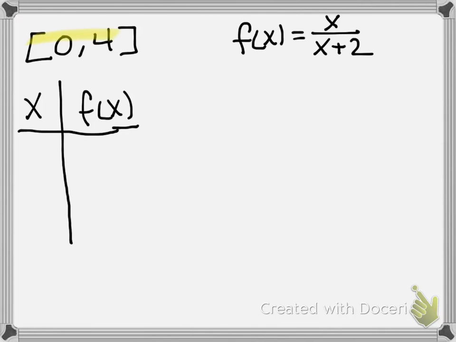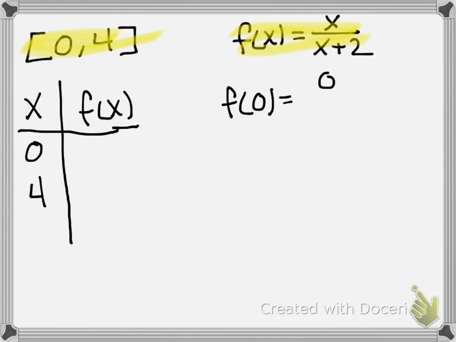Okay, so right here we have our interval, which gives us our endpoints to check. And right here we have our function that we're going to plug those points into. So we have our f of 0 is going to be equal to 0 over 0 plus 2, and 0 over anything is going to give us 0. So there's where we get that.